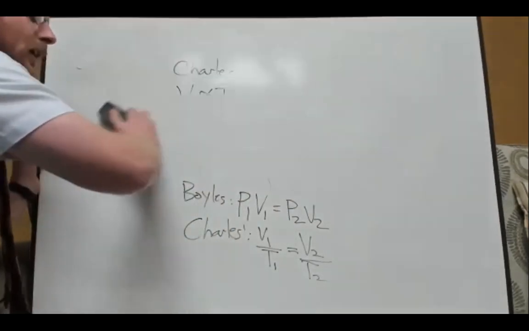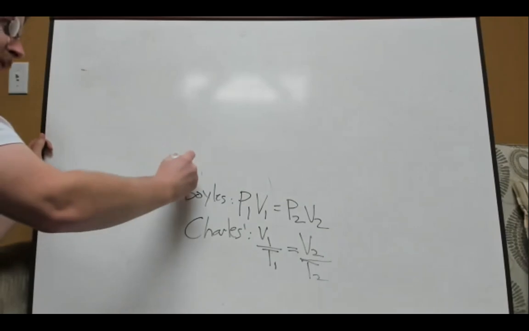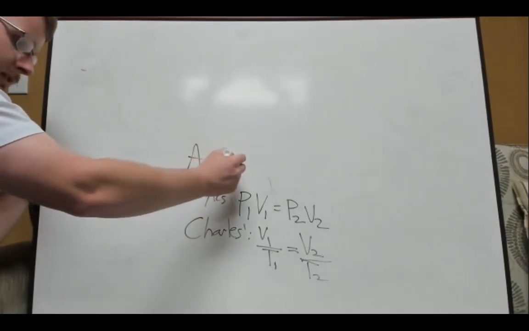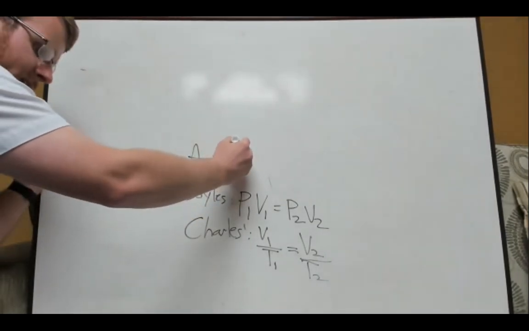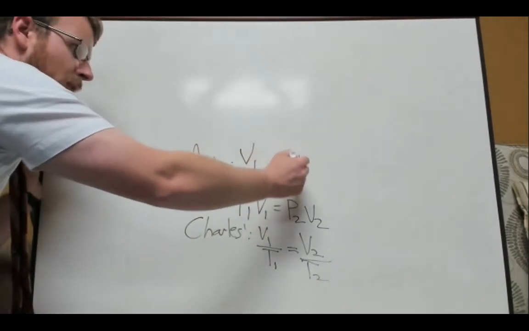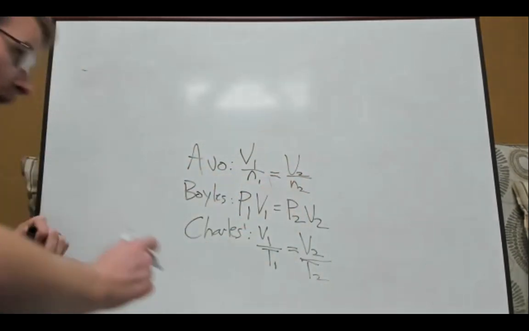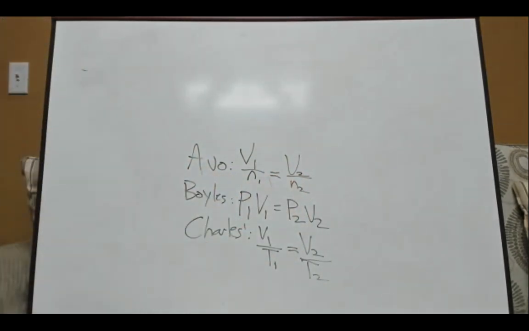So the last one we talked about was Avogadro's. I'm just going to put AVO. And that is the volume, right? Because they're directly proportional, just like Charles's law, it's going to be volume 1 divided by the moles of that gas. And then let's say we add more, so we have an N of 2. Then we know we're going to have a new volume.